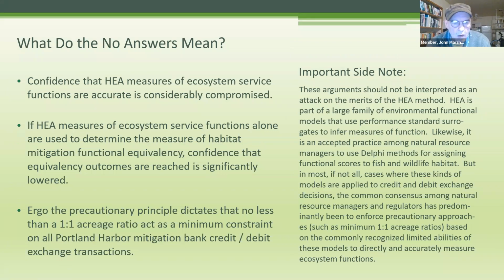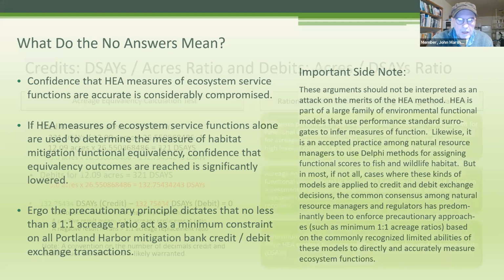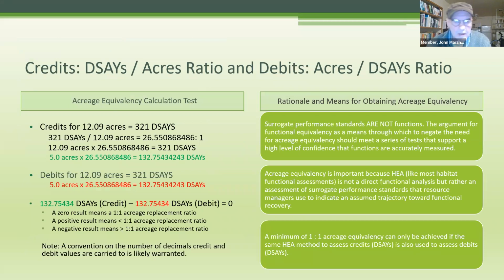Well, that means you want to have a precautionary principle. And this has been done in the regulatory program for quite a few years. It's quite a well used and adopted principle that you go no less than a 1-to-1 acreage replacement in order to have some confidence you're actually getting the replacement that this equivalency indicates it can give you. And there's only really one way that you can get that with confidence, and that is to apply the same habitat assessment methodology to the debits that you do to the credits.